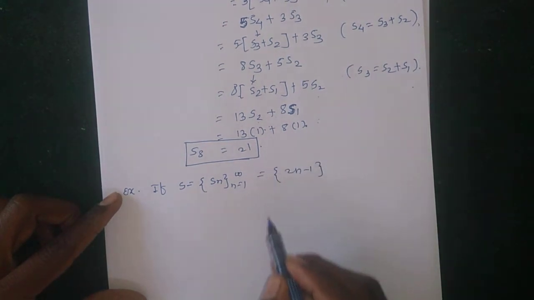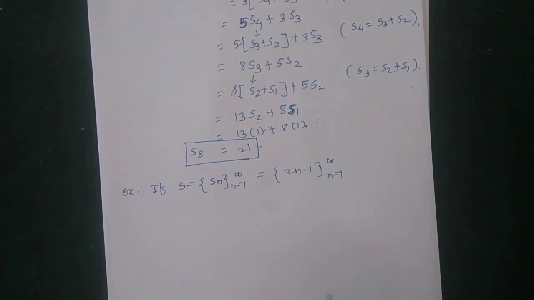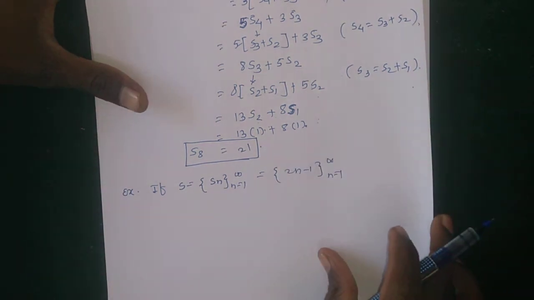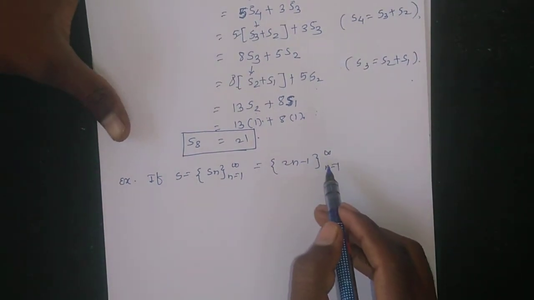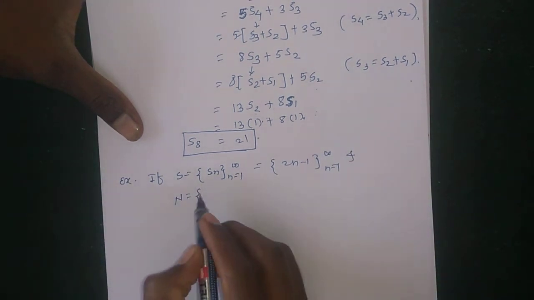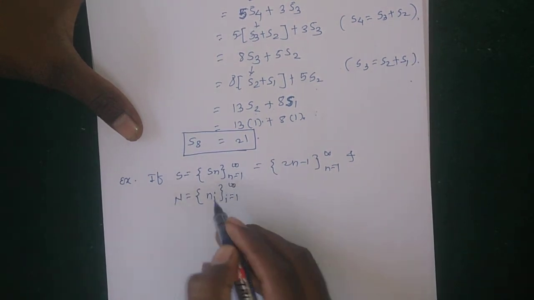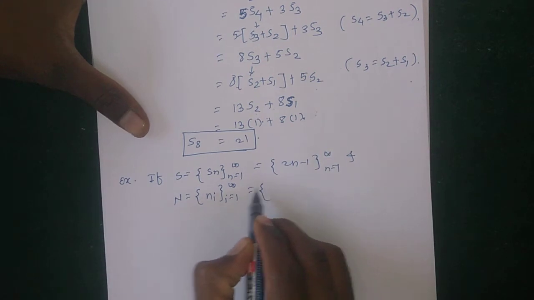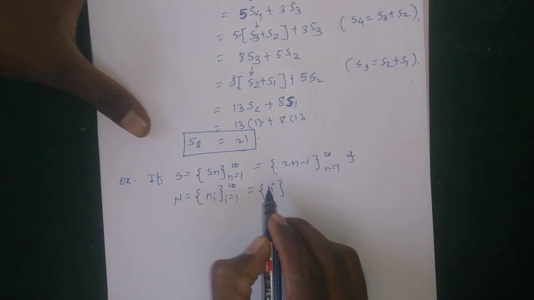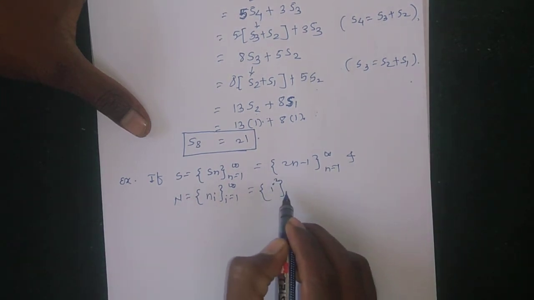2n minus 1, where n runs from 1 to infinity, which contains all odd terms. Given sequence S is defined as 2n minus 1, meaning odd terms. And next, sequence N is defined as Ni, where i runs from 1 to infinity. This is defined as i square. Okay, N1 means 1 square, N2 means 2 square.